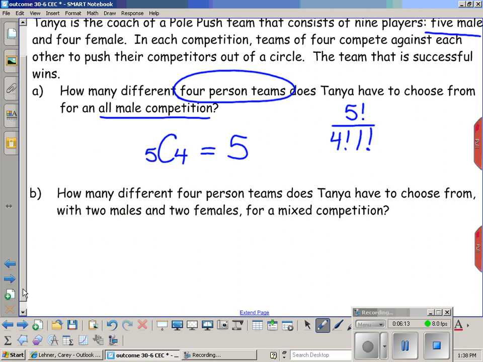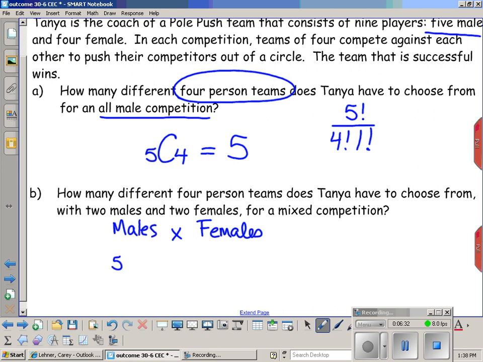So we have to do these separate. First of all, we're going to find the possibilities of choosing 2 males, and then we're going to find the possibility of choosing 2 females. And we're going to multiply those because we want them both. We want males and females. It's not an or, it's an and.